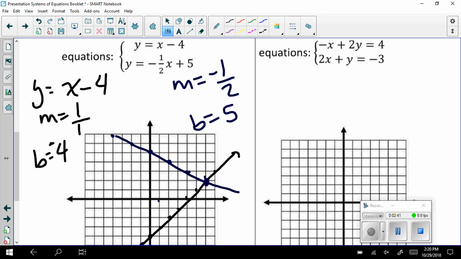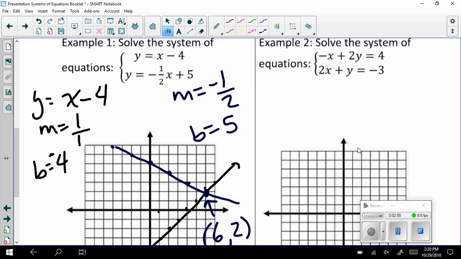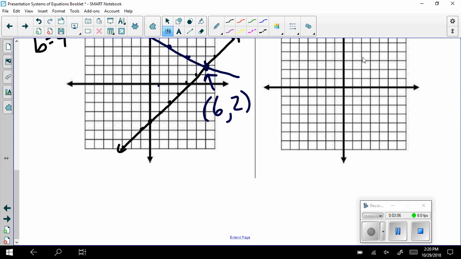So these are intersecting at 1, 2, 3, 4, 5, 6, comma 2. That point right there is 6, comma 2. Now I can check by plugging in. X equals 6, y equals 2. This is me checking. So y equals x minus 4. It would be 2 equals 6 minus 4, which is true.